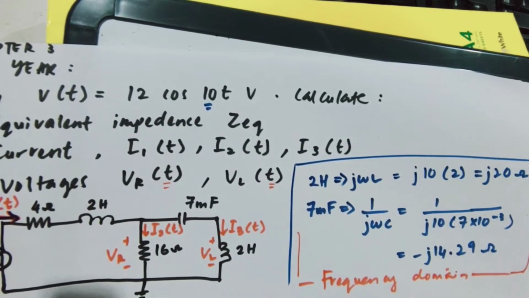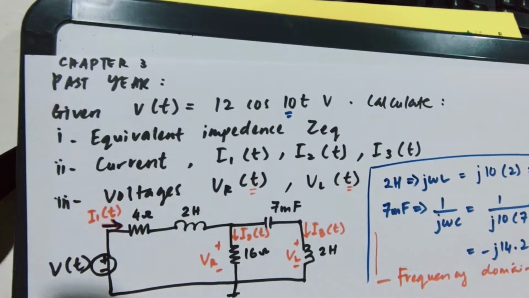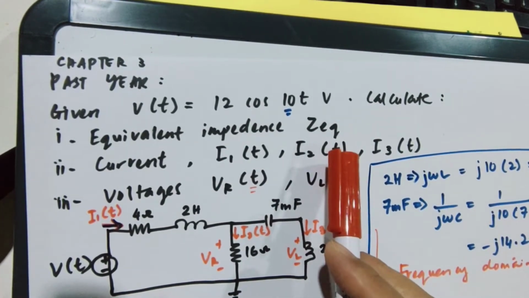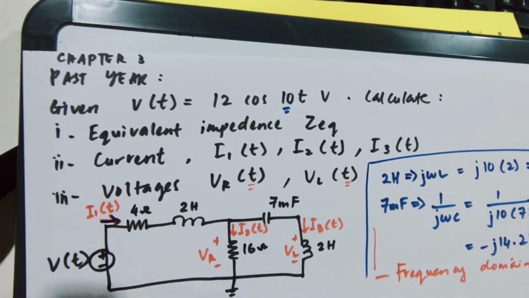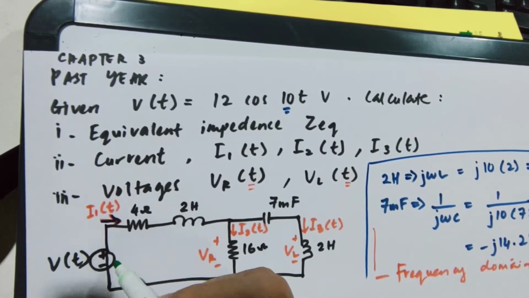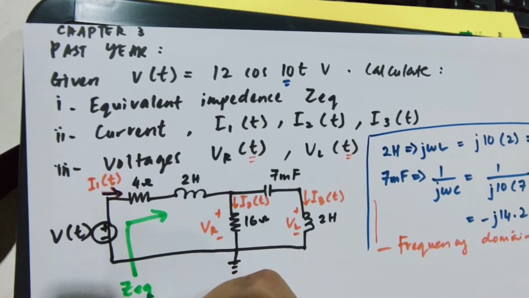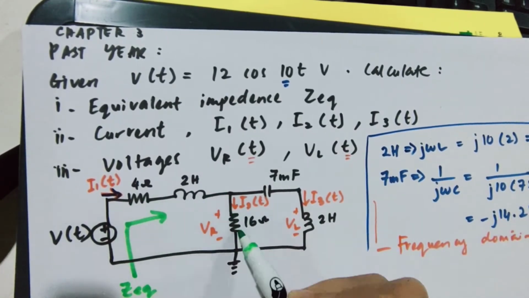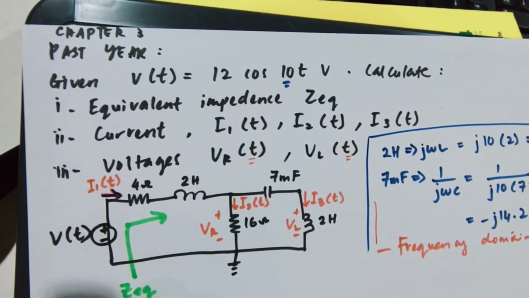Right, now the first question is asking to find Z equivalent, which means the equivalent impedance. How are we going to find Z equivalent? Normally, Z equivalent is the total impedance for this whole circuit. Since this is the voltage source, the total impedance is what we can see through here. So from the voltage source, through all the components and around all the loops, we will get the Z equivalent.